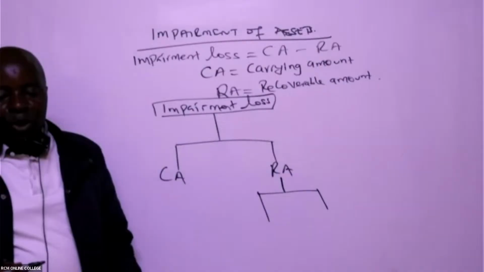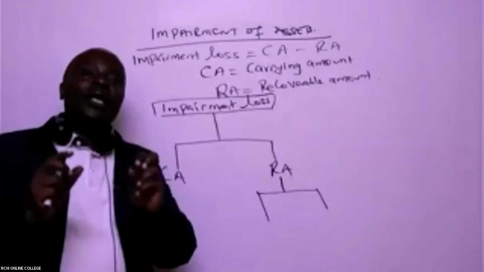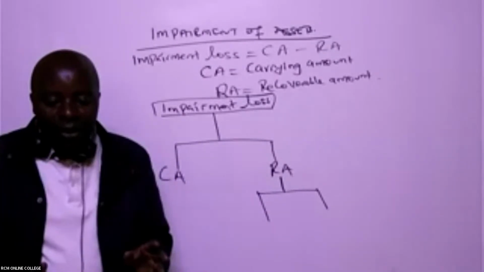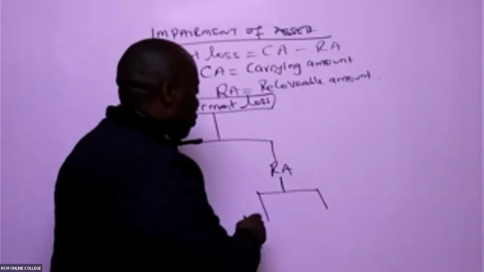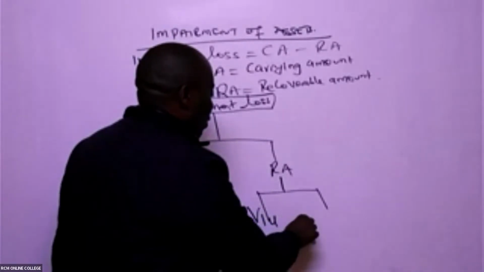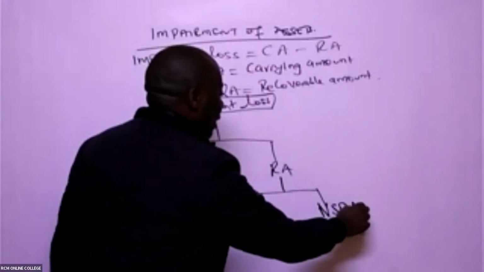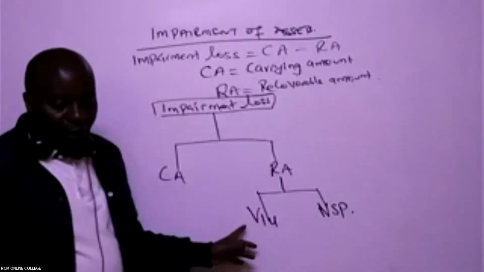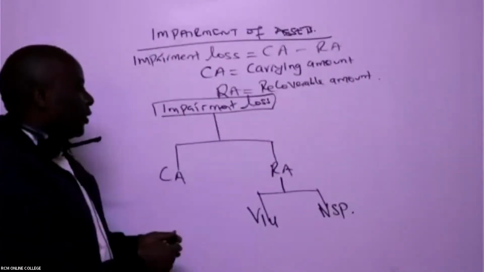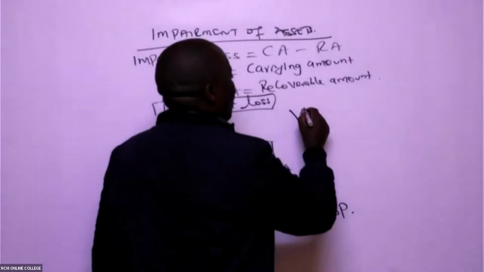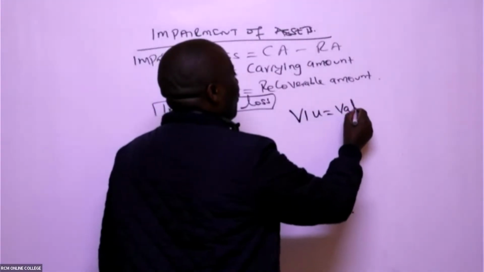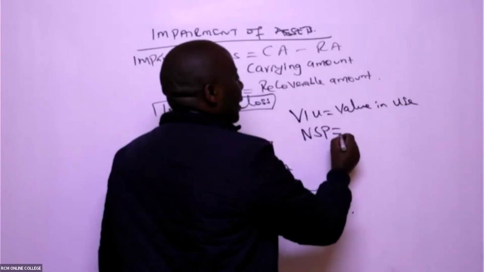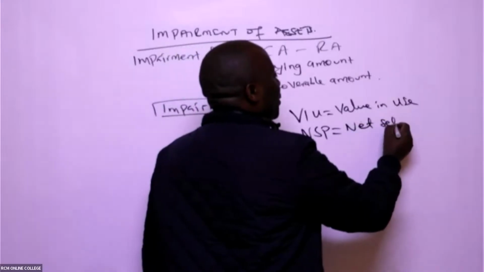Is there somebody who is able to remember the two components? Those things that you must look at whenever you want to ascertain how much shall we recover? So in this case here, it is VIU, and then we have the NSP, the net selling price. Please write like this. VIU is value in use. This VIU stands for value in use. And then we have NSP is the net selling price.